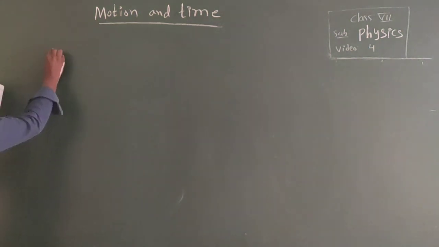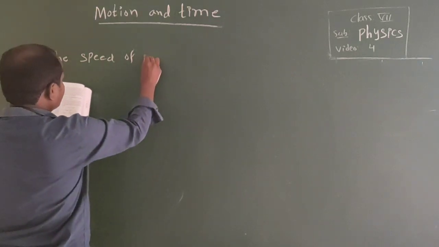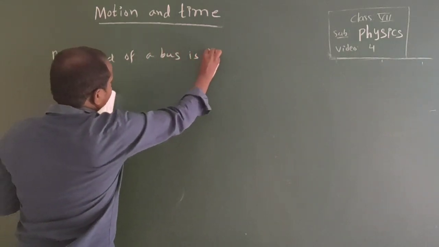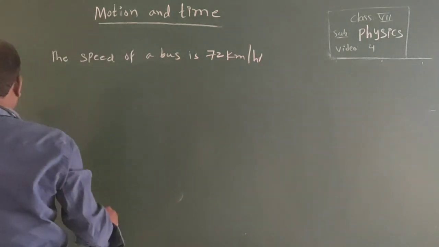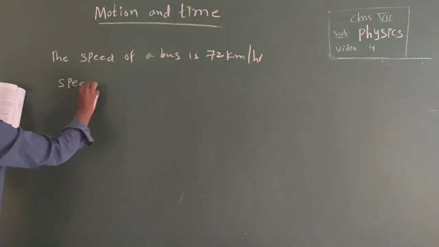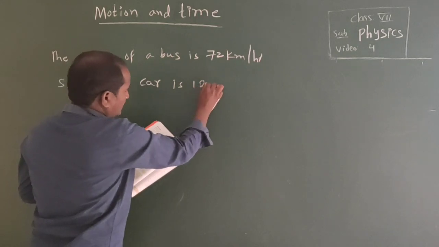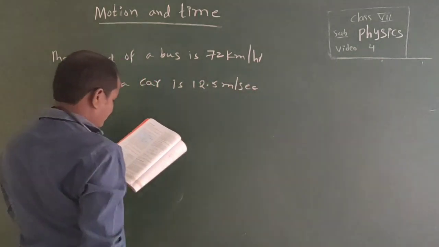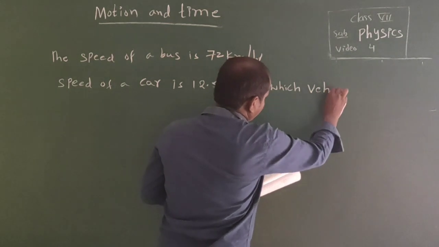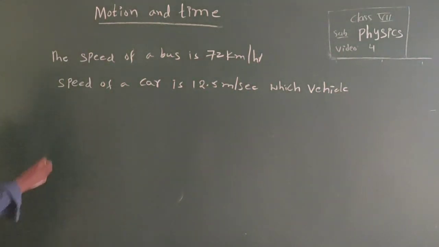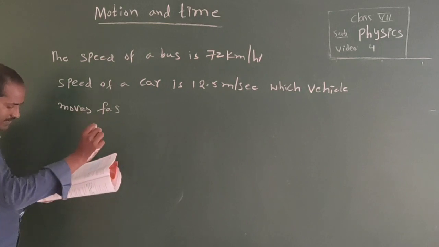The speed of a bus is 72 km per hour. And the speed of a car is given: speed of a car is 12.5 meter per second. Which vehicle moves faster?